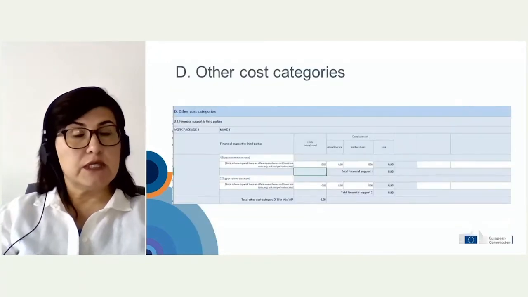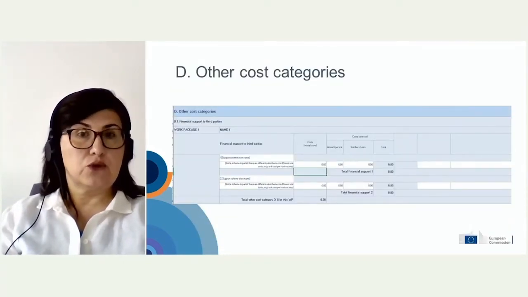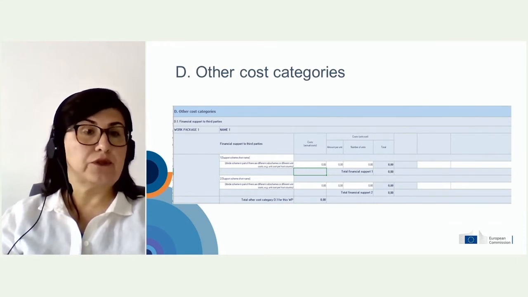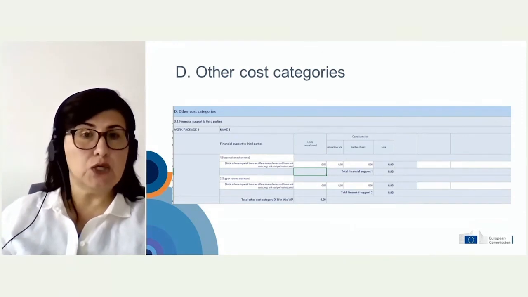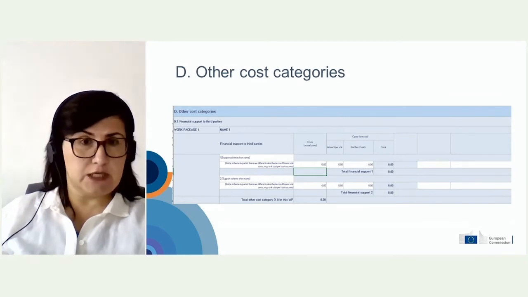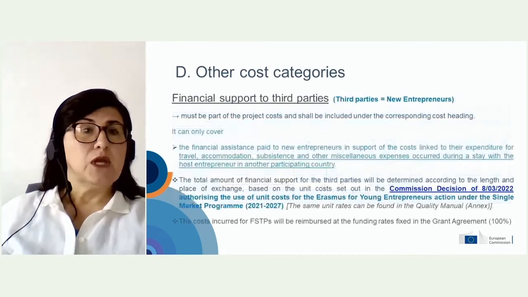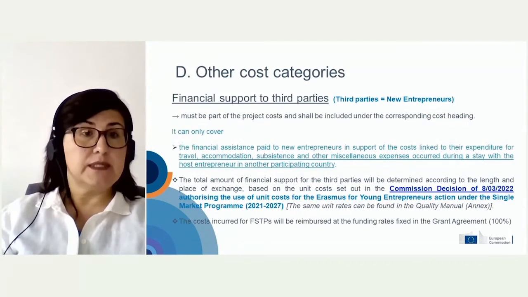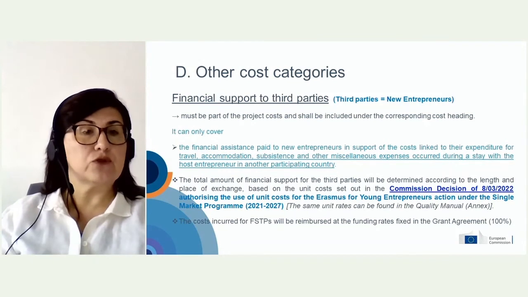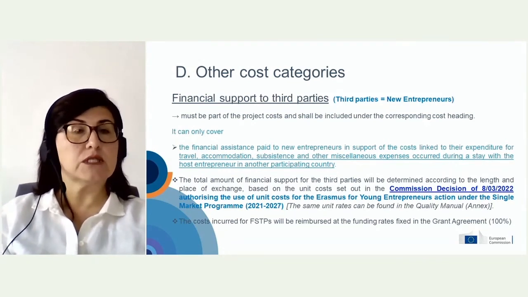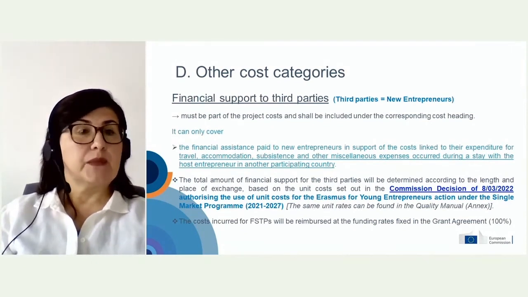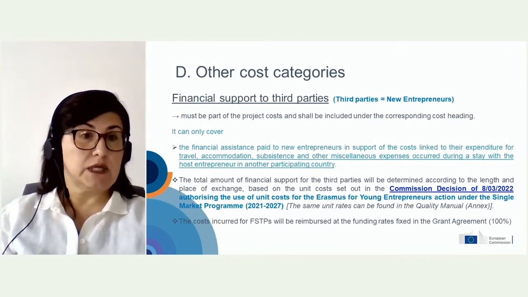Other cost categories in Erasmus for Young Entrepreneurs calls are related to the financial support to new entrepreneurs, to third parties. Here you see that you have to budget them and always provide an explanation, but also you have to remember that the financial support to third parties is related to the expenditure for travel, accommodation, subsistence costs, and other costs that the new entrepreneurs will incur for staying in the host country.